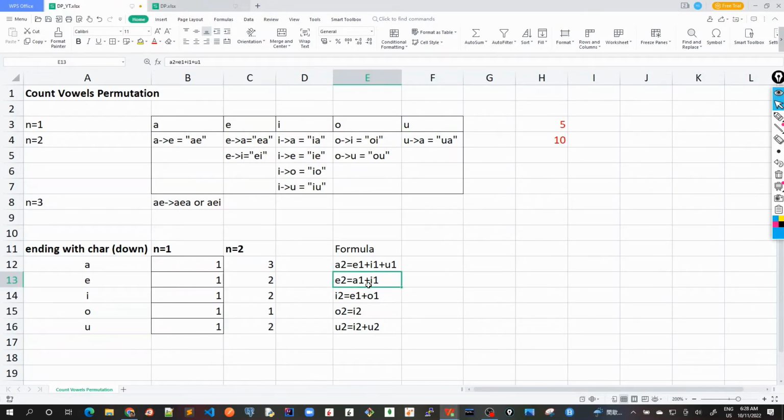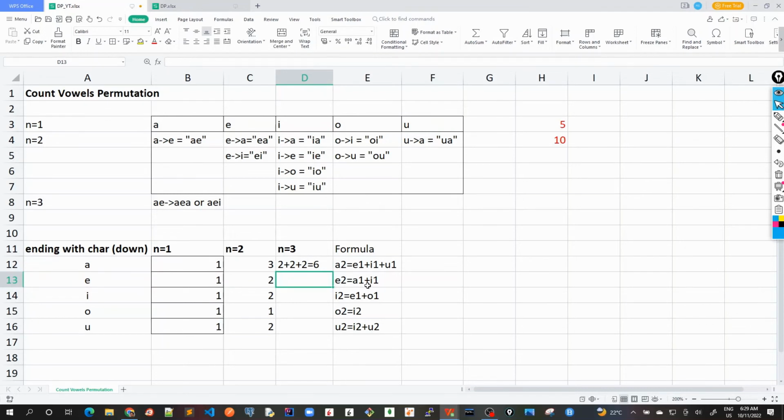So this is how we have deduced a formula based on the subproblem, the previous problem that we have already calculated. Again, the same formula will go with n equal to 3 and so on. Just for an example, A3 is equal to E2 plus I2 plus U2. So for n equal to 3, it would become 2 plus I2, which is 2 again, plus U2, which is again 2. So it would be 6.